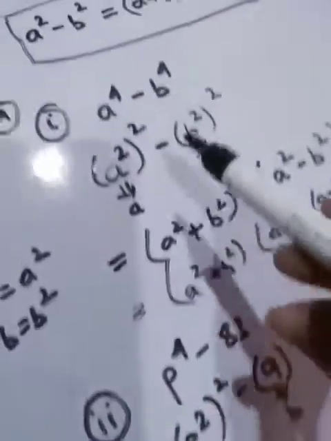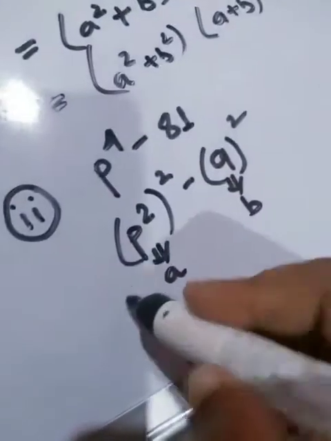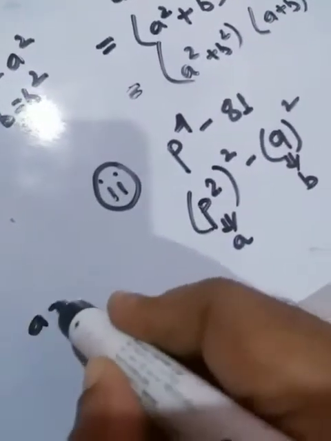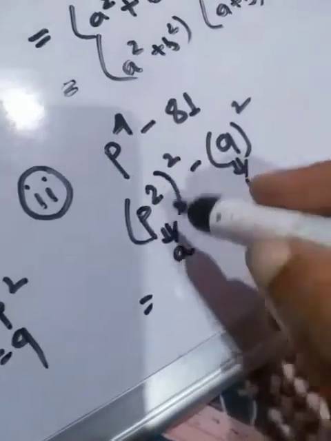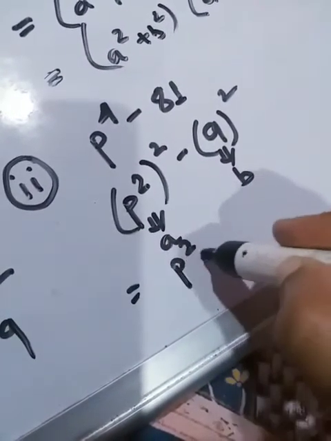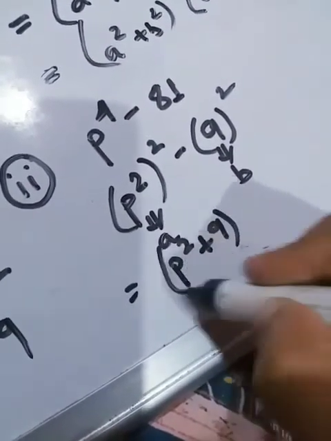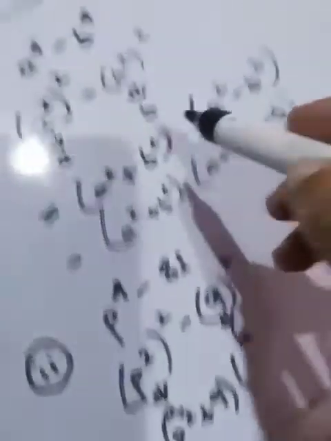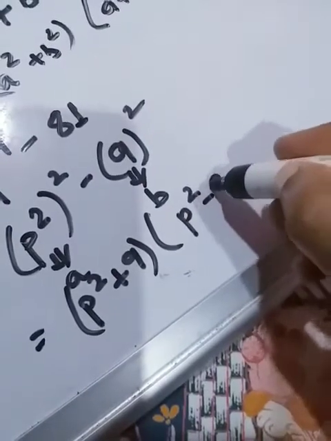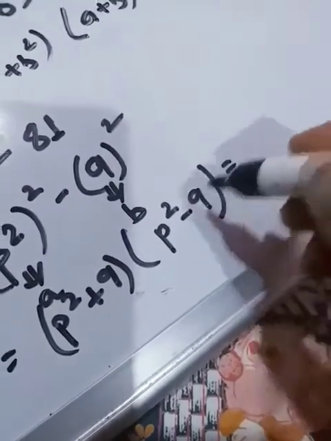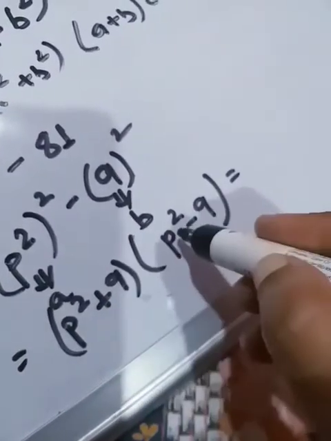What is the first thing that we will write? a plus b. a would be considered as p square and b would be considered as 9. So a plus b means p square plus 9. And the next thing that we will write is a minus b, that is p square minus 9. Now, we cannot break this one, but we can break this one.